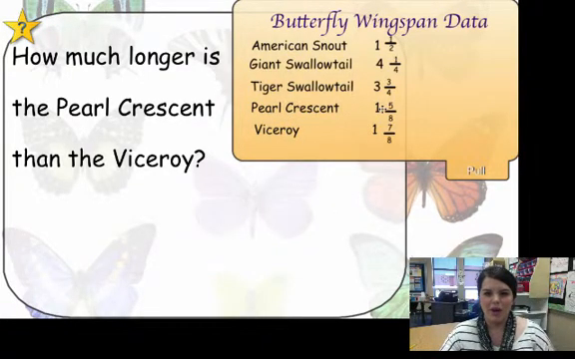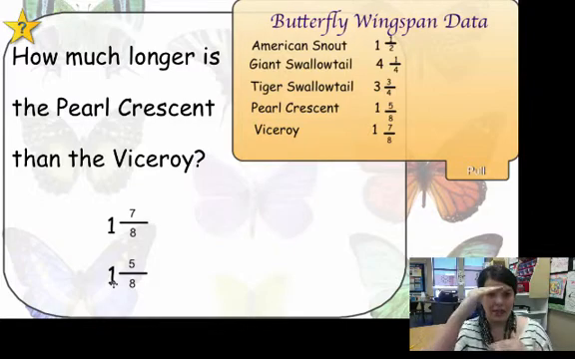So flip that question around. First thing I'm going to want to do is write down my data. The Viceroy is 1 7/8 of an inch long. Second of all, I'm going to want the pearl crescent, and that is 1 5/8 inch long. And I'm going to stack them vertically like this so that I can subtract them.